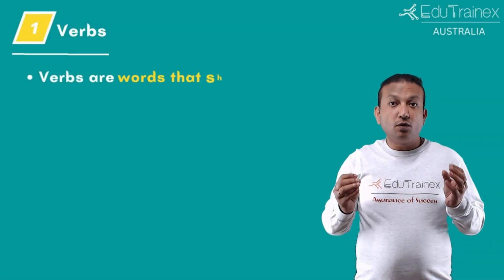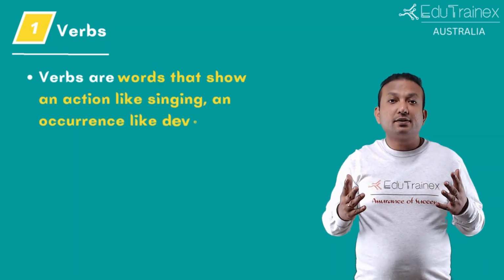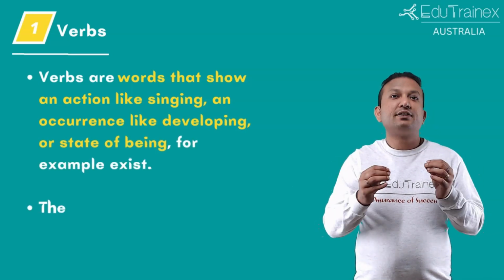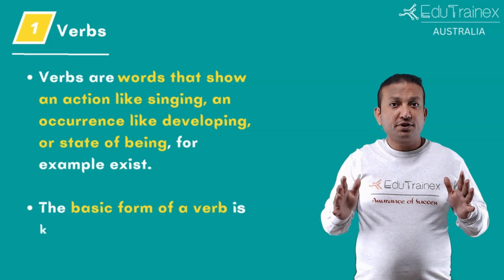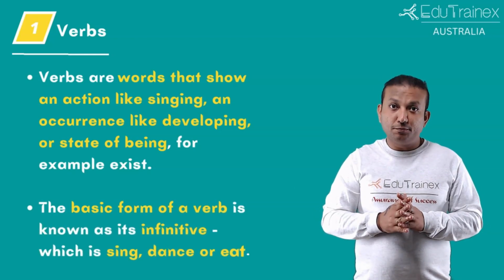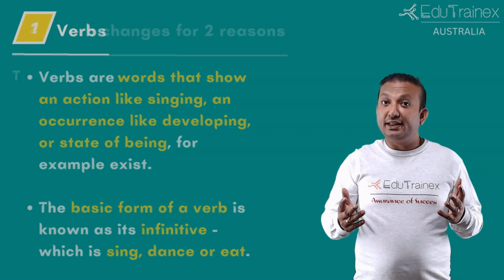By definition, verbs are words that show an action like singing, an occurrence like developing, or a state of being, for example, exist. Almost every sentence requires a verb. It is the most important part of speech in the English language. The basic form of a verb is also known as the infinitive, which is sing, dance, or eat.